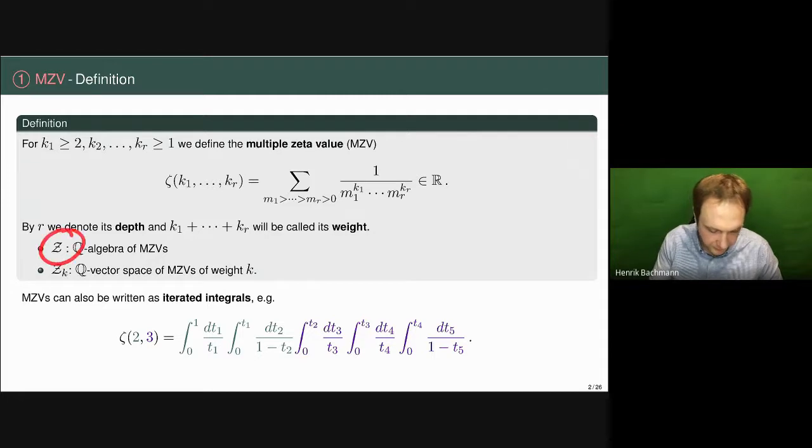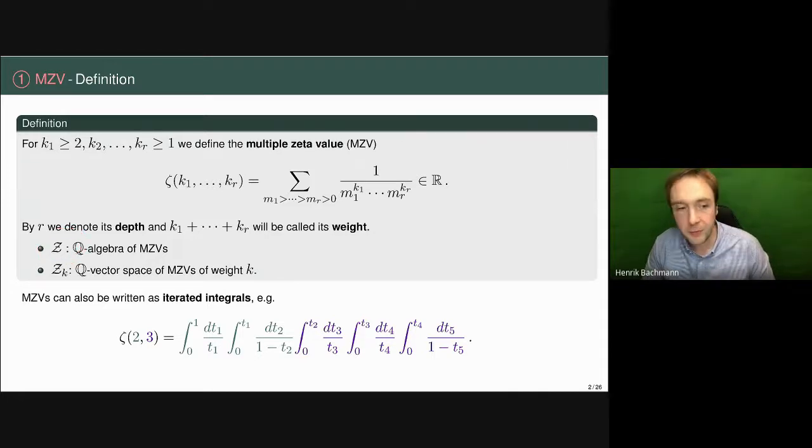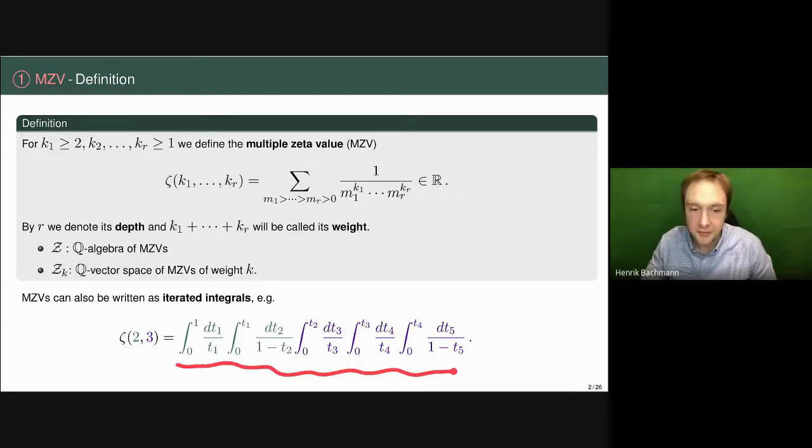By Z, we denote the Q-vector space spanned by these real numbers. And then by Z_k, we denote the space spanned by multiple zeta values of weight k, where the weight is the sum of these indices, and the depth is this r. So they are defined by these sums, but multiple zeta values can also be written in terms of iterated integrals. I just give one example here. For example, zeta(2,3) can be written as this iterated integral here.